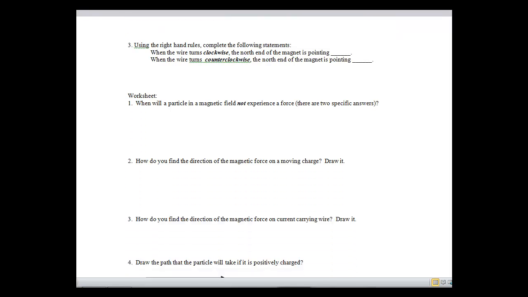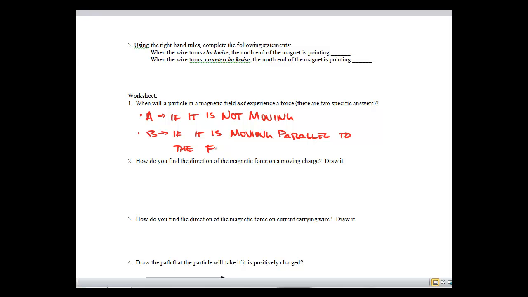When a particle is in a magnetic field, it will not experience a force A, if it is not moving, we need movement. Or B, if it is moving parallel to the field. If the particle is moving parallel to a magnetic field, it experiences zero force.